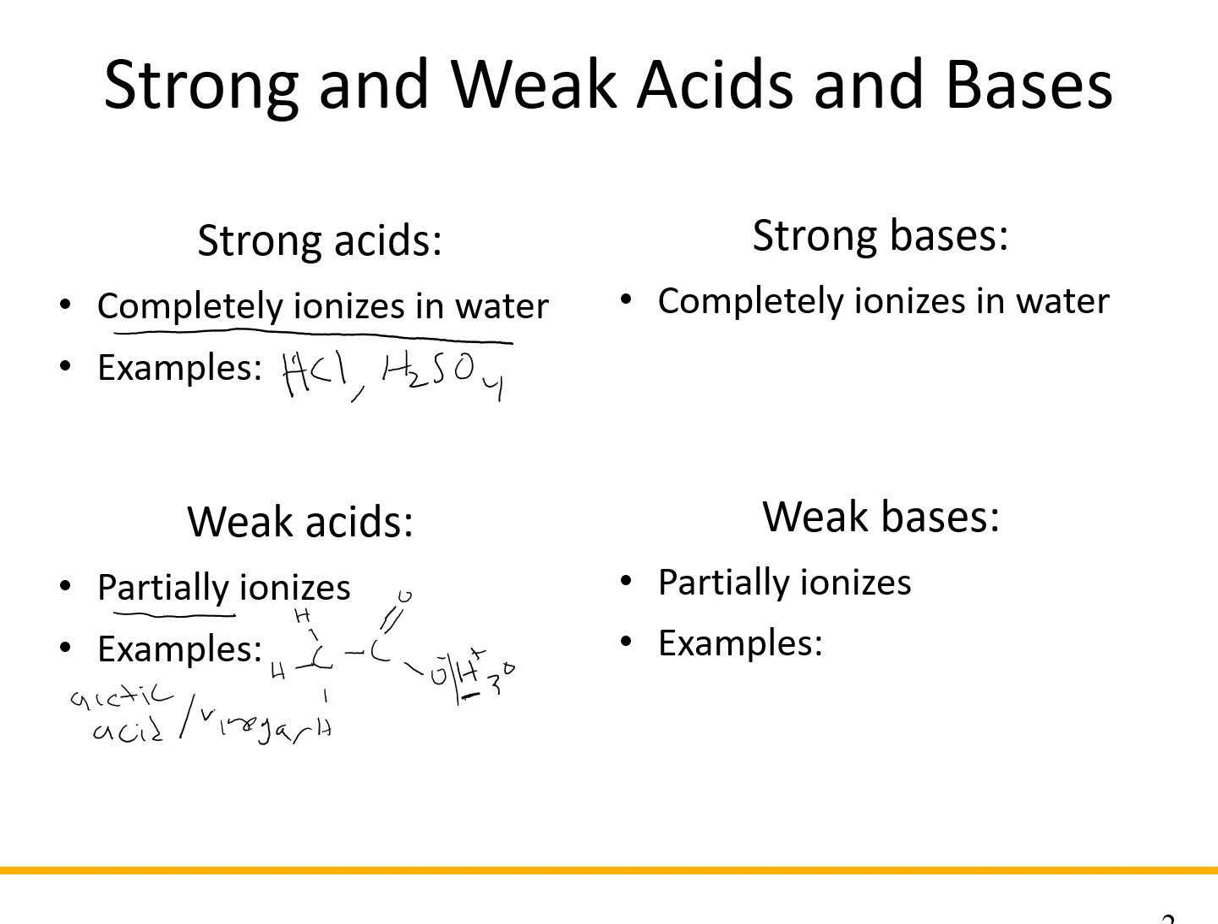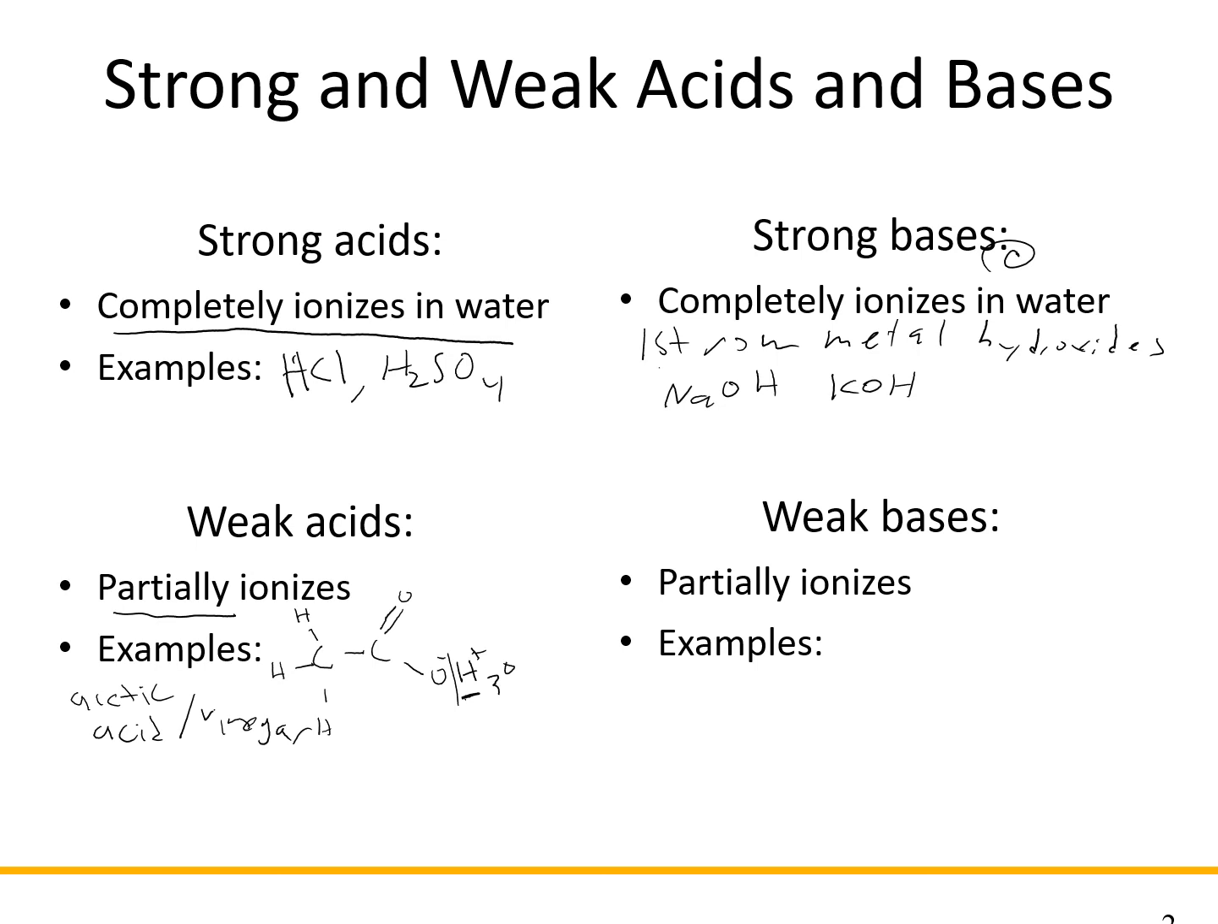All right. Now, on the flip side, bases can also be strong or weak. Examples of strong bases include first row metal hydroxides. Sodium hydroxide, potassium hydroxide, stuff like this. This is lye, and it is quite corrosive. You do not want to touch this. It will burn you and it will hurt.